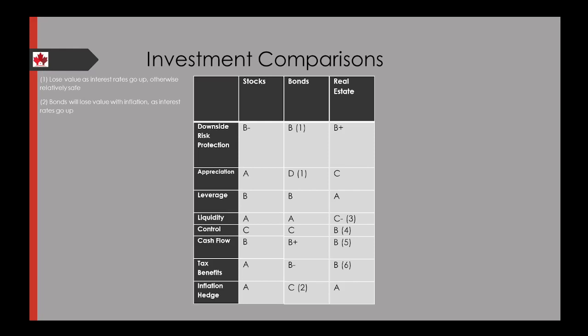I'm giving it a B plus because generally investment real estate goes up at the rate of inflation, so maybe 3%, and then you should have some cash flow from that as well. Appreciation, again, I would give it a C because it goes up at the rate of inflation.